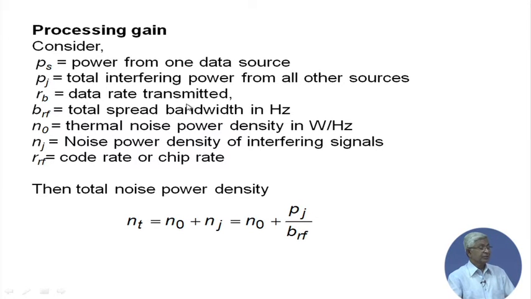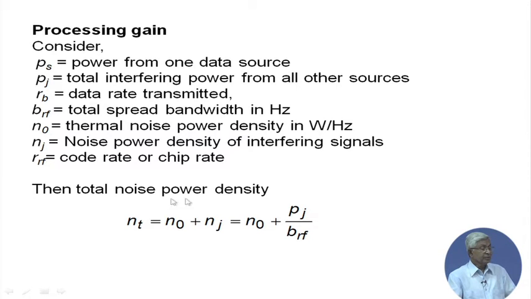RB is the data rate that is transmitted, let us assume all stations are transmitting at the same data rate, and that data rate is spread over a bandwidth that is BRF, that is the spread bandwidth. You have seen the picture of that. N0 is the thermal noise power density in watts per hertz, that is for per station, and Nj is the noise power density for the interfering signal. RB is the data rate and RF is the code rate or the chip rate.